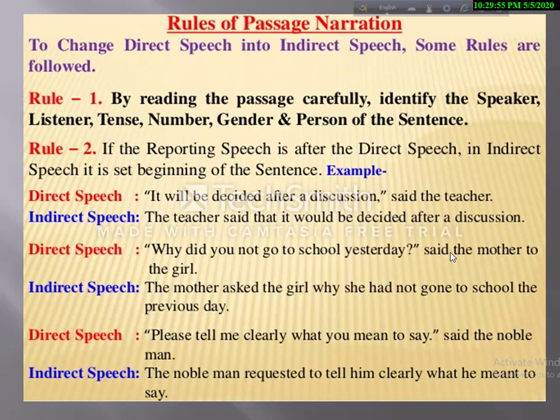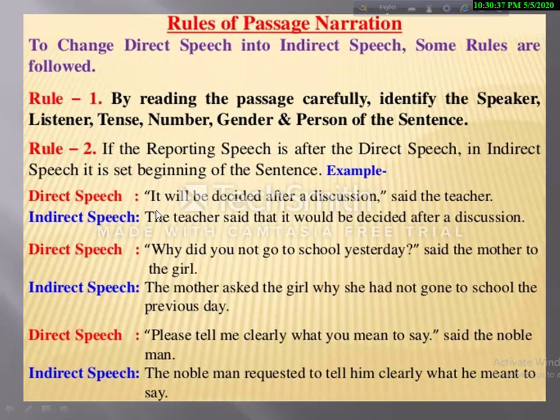Let's have an example. Direct speech: "It will be decided after a discussion," said the teacher. As you can see here, "said the teacher." Said is the reporting verb, and "it will be decided after a discussion" is the reported speech. In this sentence, the reported speech has been given first and then the reporting verb. So what should we do here, my dear students? You will have to write down the reporting verb first and then write the linker according to the sentence, as we have learned in sentence narration.